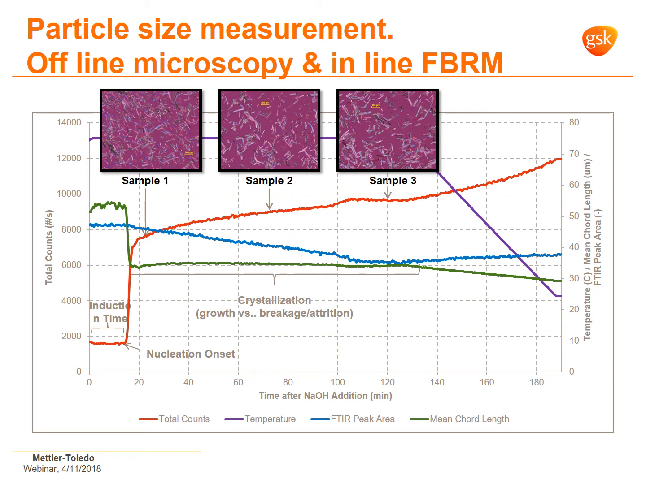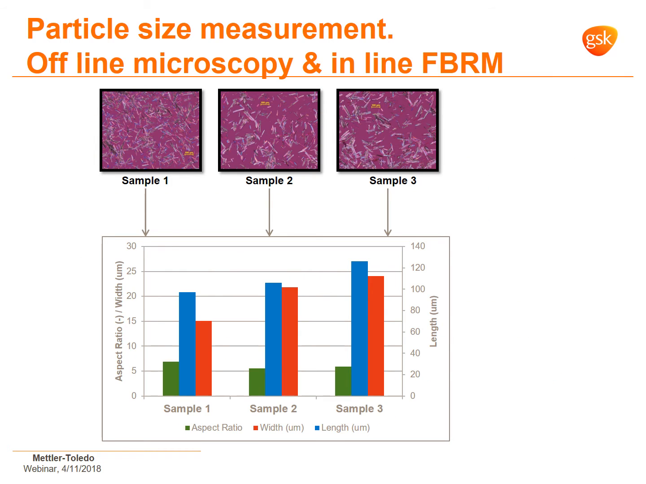And so we take essentially 3 samples to measure the size offline via microscopy. You can essentially determine the size in 2 directions, as I said, and extract the aspect ratio each time. And this data will be fed into the models later.